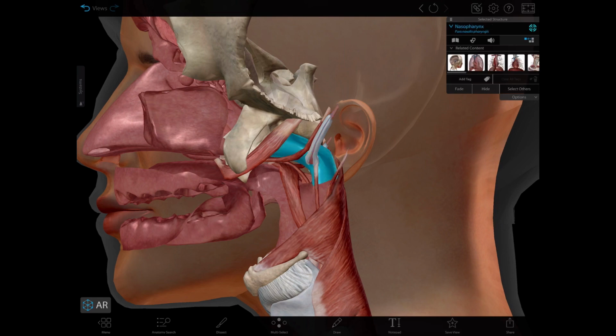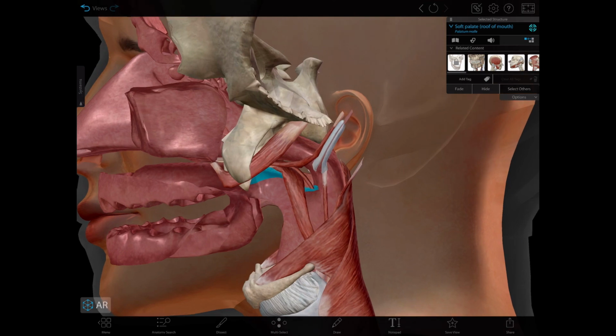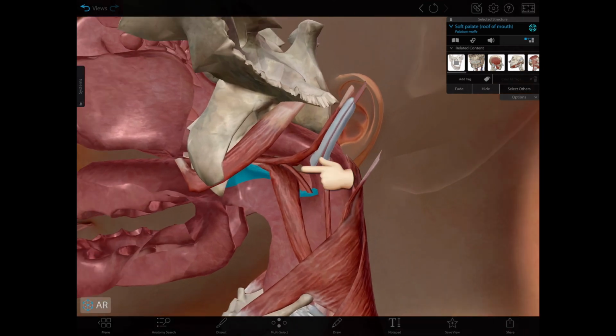This is a space between the posterior border of the soft palate and the posterior pharyngeal wall. So this right here is where the soft palate is. This structure is this space right here. And this communicates the nasopharynx and the oropharynx, and it closes during swallowing.